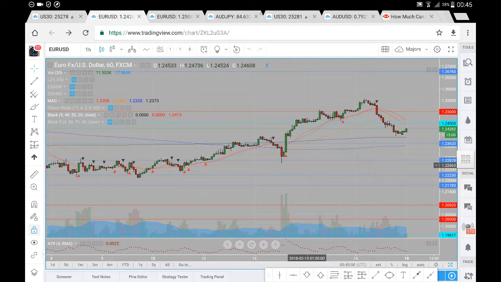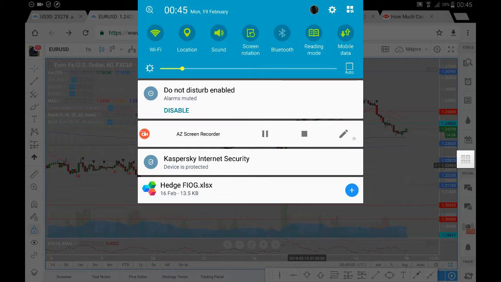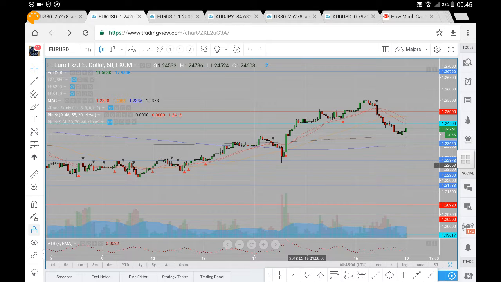So this is Euro Dollar analysis for Monday the 19th of February. Now, let's just have a look at prices and where prices may likely go. So what we did see was further upside continuation beyond this 125. We came up towards this 125.50 before seeing a sell-off all the way down to the 124 level.